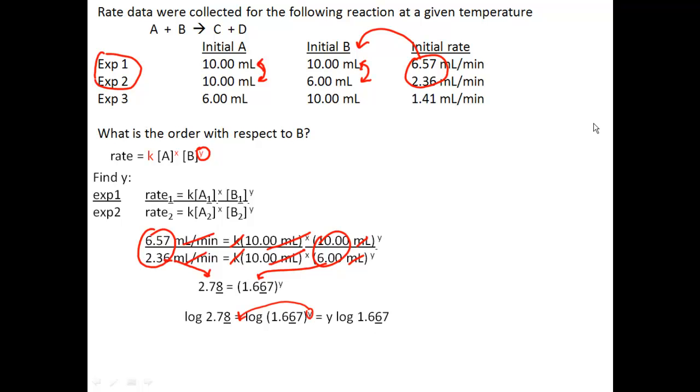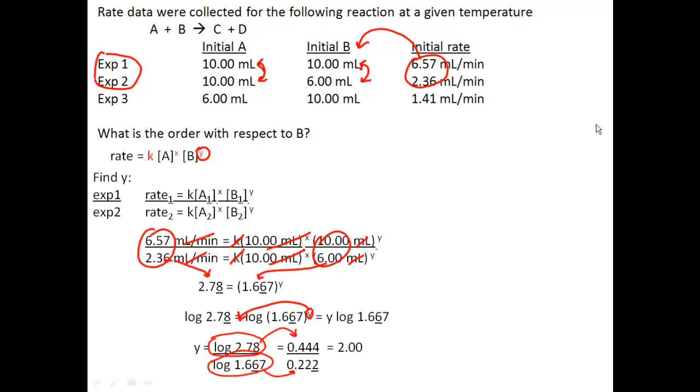Now I can divide through by that log. So now I get Y is equal to log of 2.78 divided by the log of 1.667. Here it's important to realize that you can't cancel logs. I can't divide the numeric numbers and then take the log. I have to take the log of 2.78, which is 0.444. I have to take the log of 1.667, which is 0.222, divide them, and get my final answer, which is Y is equal to 2. So it's a second order with respect to B.